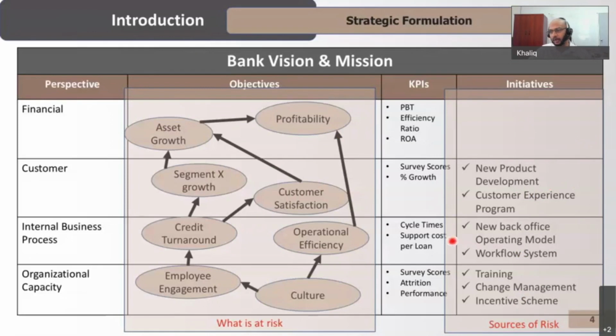And these sources of risk are twofold in that you can choose the wrong initiatives, and therefore they have no relevance to achieving these objectives. Or even when you choose the right initiatives, you just may not execute properly. And that's where project portfolio management comes in.